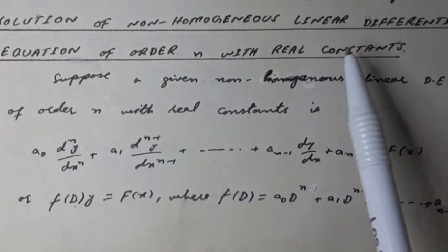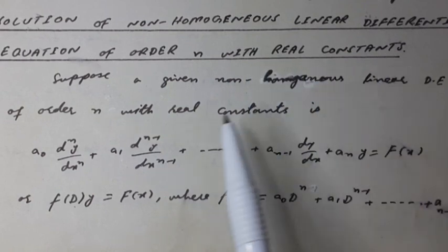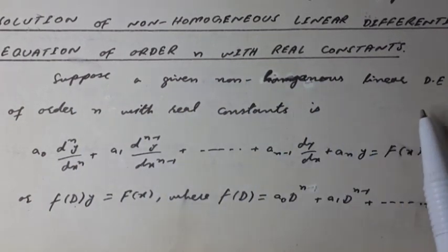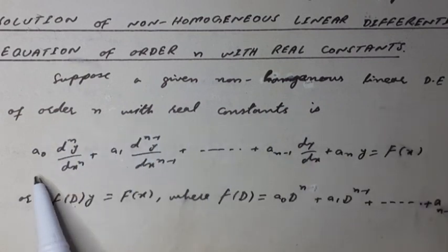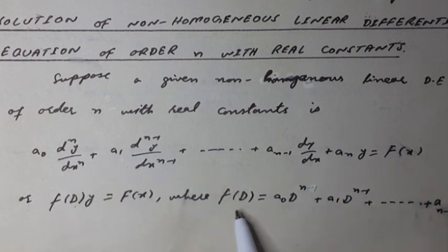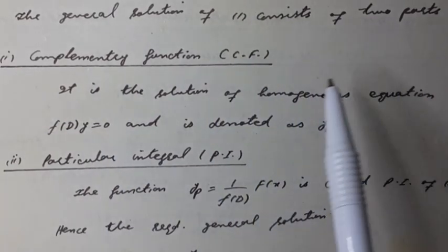Solution of non-homogeneous linear differential equation of order n with real constants. Suppose a given non-homogeneous linear differential equation of order n with real constants is as shown, or it can be written as, where f(D) is as shown, note it. The general solution of equation 1 consists of two parts.